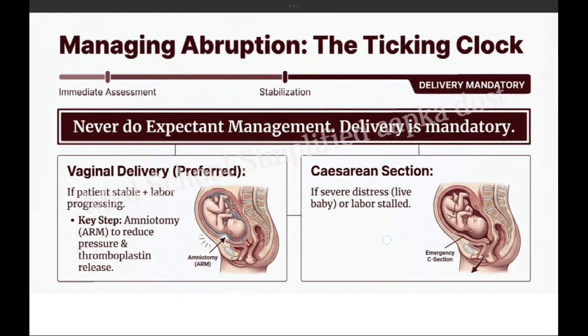Managing abruption, the ticking clock, that is immediate assessment, then stabilization, then delivery mandatory. Never do expectant management. Delivery is mandatory. Okay, here we have to deliver the baby. Vaginal delivery is preferred if the patient is stable plus labor progressing. The key step is amniotomy to reduce pressure and thromboplastin release. And in cesarean section, if severe distress, live baby or labor stalled, we have to do an emergency C-section.